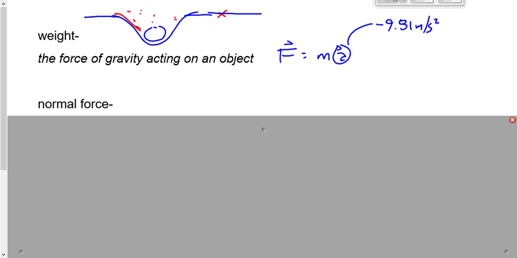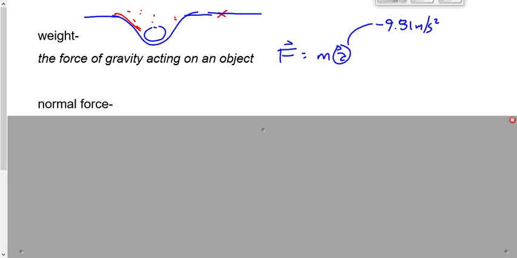Let me give you an example to help you understand that. The force of gravity acting on me right now is about 686 newtons. If I jumped out of an airplane, the force of gravity acting on me is 686 newtons. But yet, I don't feel that weight when I jump out of an airplane. As I'm free falling, I feel weightless. My body feels completely weightless.